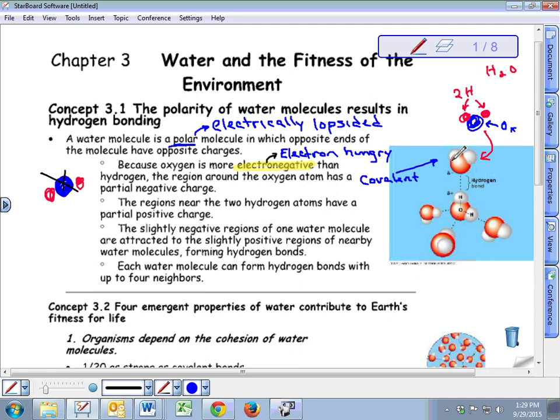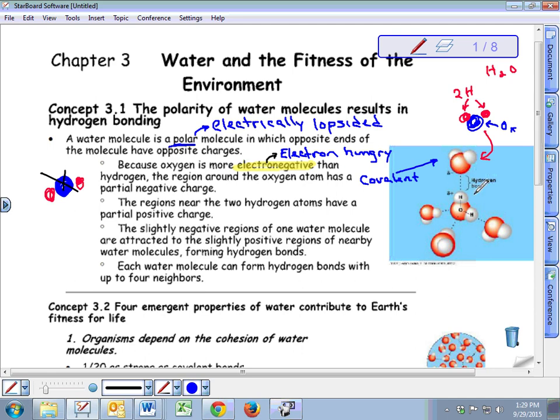What electrical charge is an electron? Negative. So if the negative things hang out around that atom more often, that atom is kind of negative. Not completely. It's not an ion. Don't confuse it with something that actually has one entire extra electron and it's an ion.